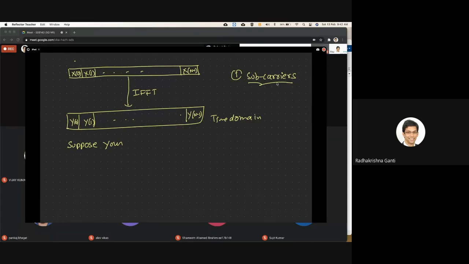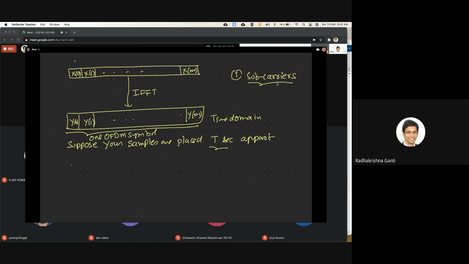Suppose your samples are placed T seconds apart. So your sampling rate is 1 by T. Y of 0, y1 are discrete samples that are coming and you're putting them into your DAC. So you have to assume some sampling time. Let's assume the sampling time is T seconds. And this is your OFDM symbol. This is one OFDM symbol.